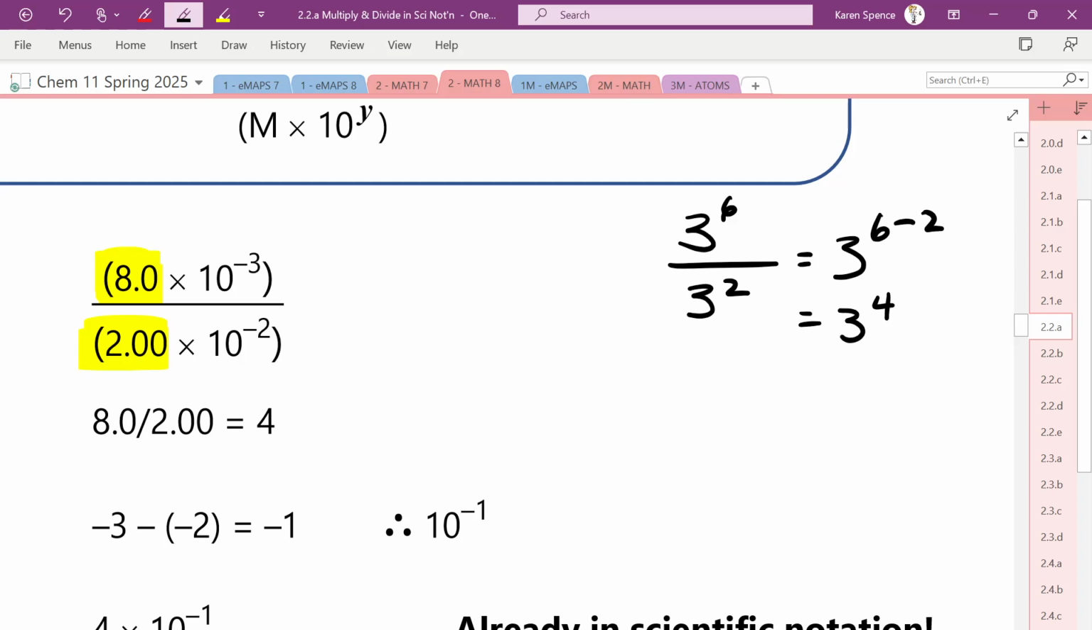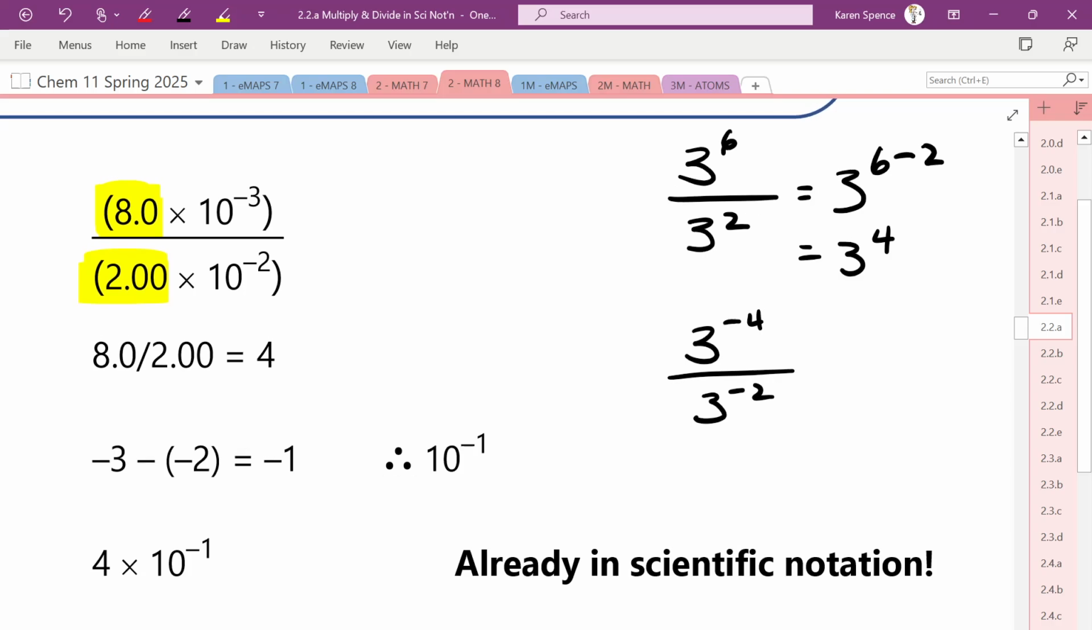What if we had 3 to the negative 4 divided by 3 to the negative 2? That would be 3 to the negative 4 minus negative 2, which is plus 2. So that would be 3 to the negative 2. It's the same thing, except here you subtract; when multiplying you add them.